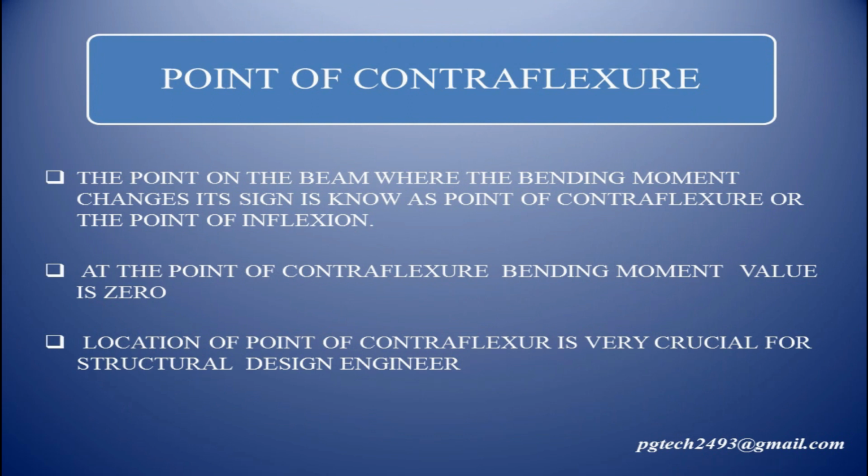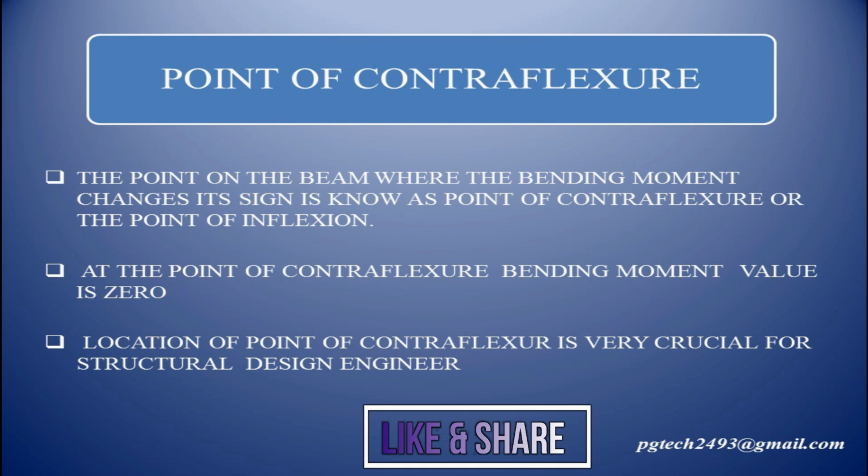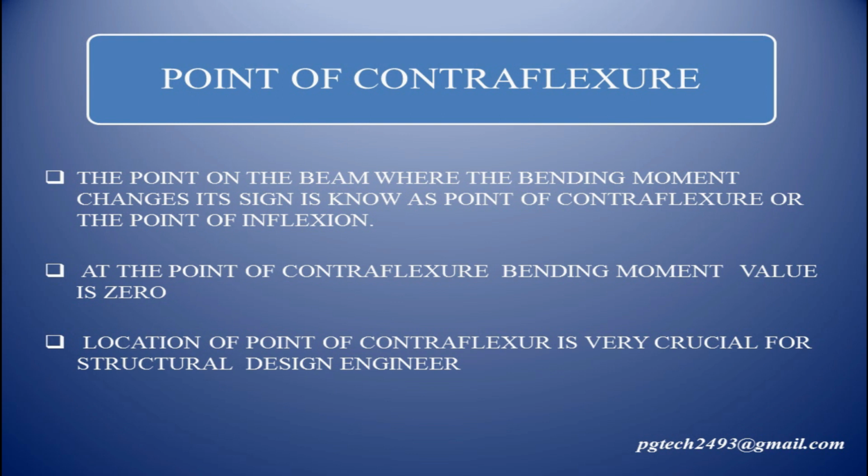Point of contraflexure. The point on the beam where the bending moment changes its sign is known as a point of contraflexure or point of inflection. At this point, bending moment value is 0. Change in bending moment sign signifies the change in bending pattern of the beam. That is, a beam having a sagging moment on one side of the point of contraflexure has a hogging moment on the other side. Location of point of contraflexure is very crucial for structural design engineers.